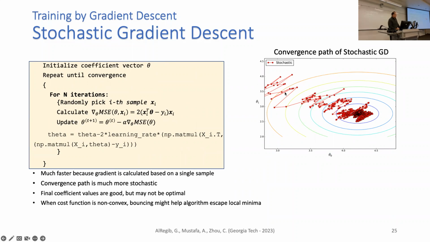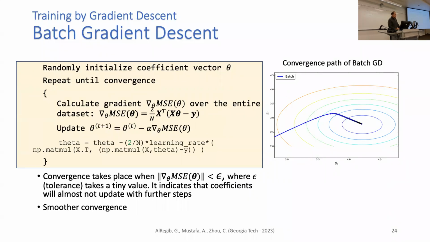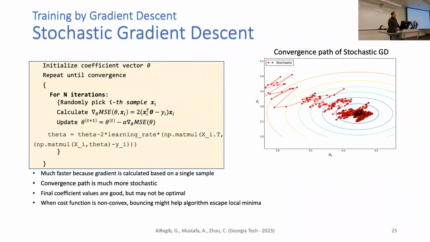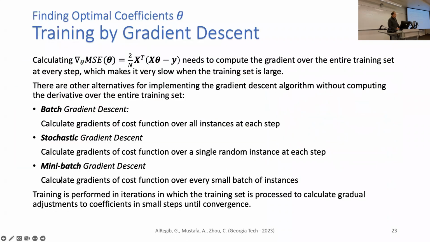So now these are two extremes. This is very smooth, but it's very expensive. This is really not smooth, but it's very cheap computation-wise. We go to the last one, which is the mini batch. This is the one basically we talked about in classification before.